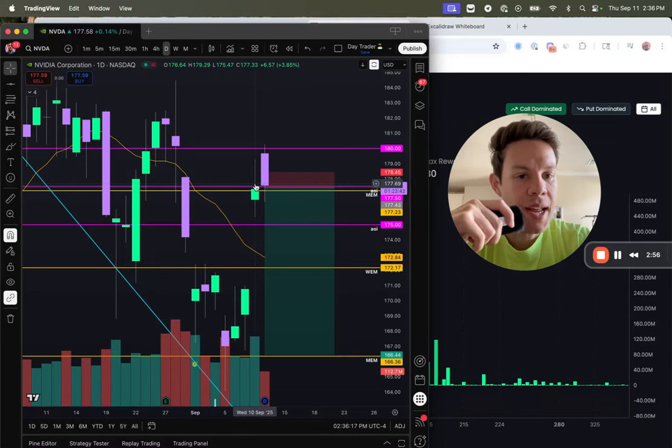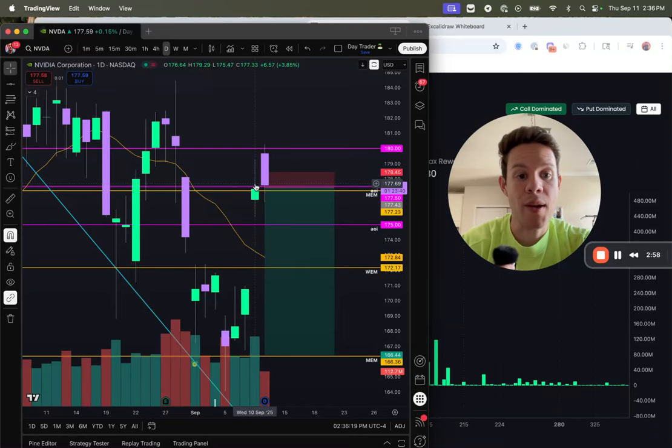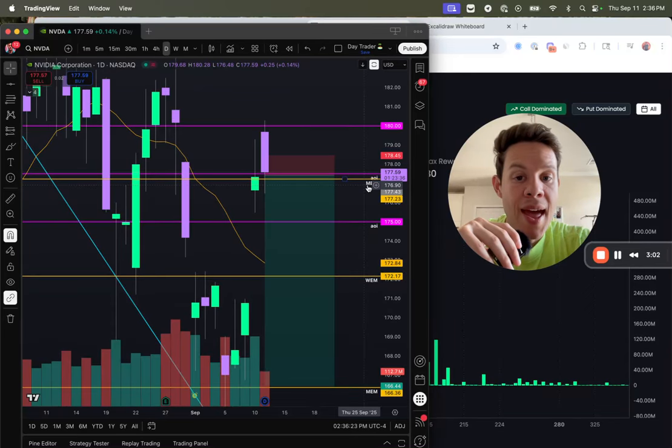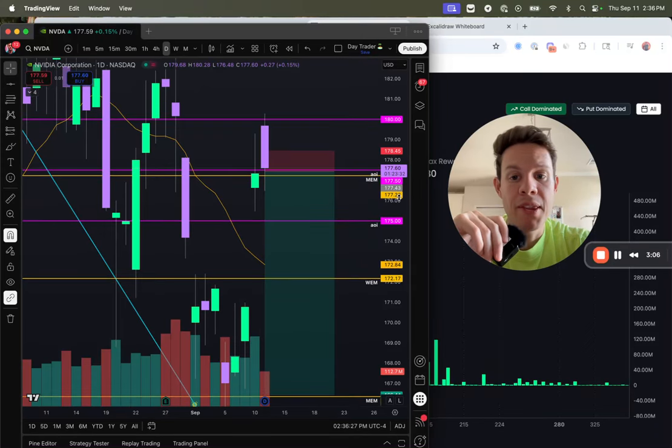So here's what happened with Nvidia. Yesterday it popped. Why it popped, I have no idea. But it popped and it got rejected here at the MEM line. That's just my acronym for the monthly expected price target from the top side. It went up there and it got rejected.